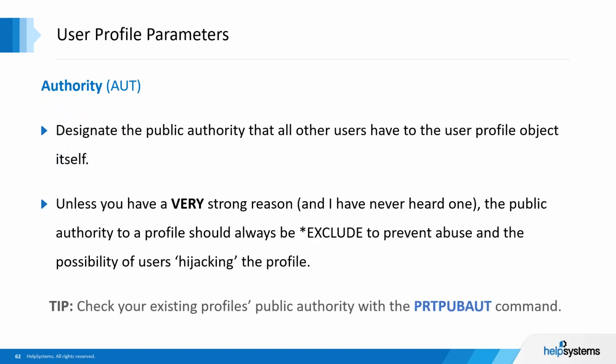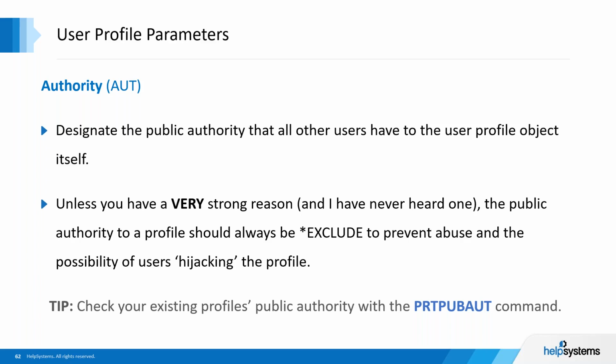Another parameter on the user's profile is authority. Now, this pertains to the amount of public authority being granted to the profile that you are creating. So as I create Robin's user profile, this is the amount of authority that every other user on the system will have to it. The default should always be exclude. There is no justifiable reason, in my opinion, that any user should have public permission to another user's account. They, of course, need the password to sign on, but they don't need the password in order to submit a job and run it as that new target profile.